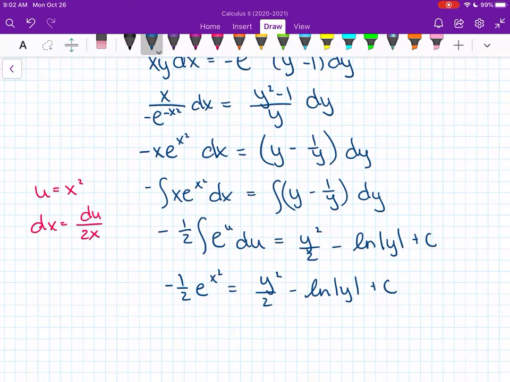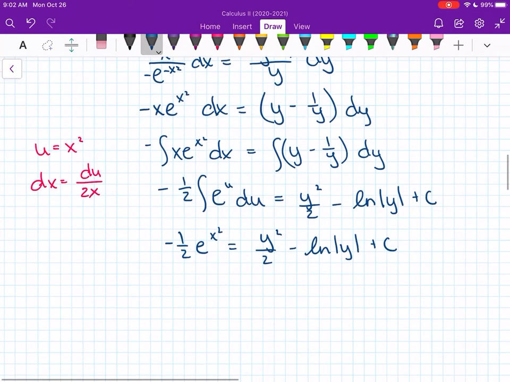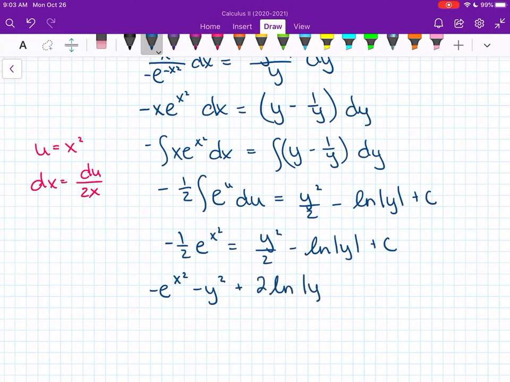So in this case, for a general solution, you would put all of your x and y terms on one side and your constant on the other. So my general solution might look something like, oh, and I'm going to multiply by 2 on everything just to get rid of those denominators. And that 2c would just be another constant, so that's perfectly acceptable. So I would have negative e to the x squared minus y squared plus 2 times the natural log of the absolute value of y equals some constant, which is 2 times the constant I have in the previous line, but that's okay.